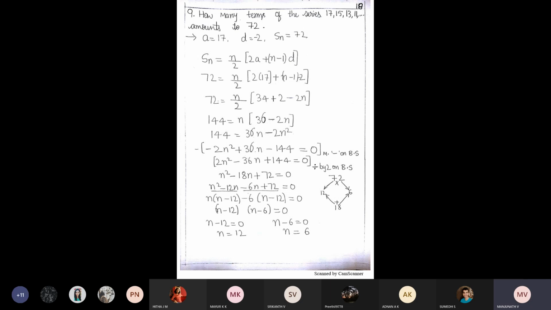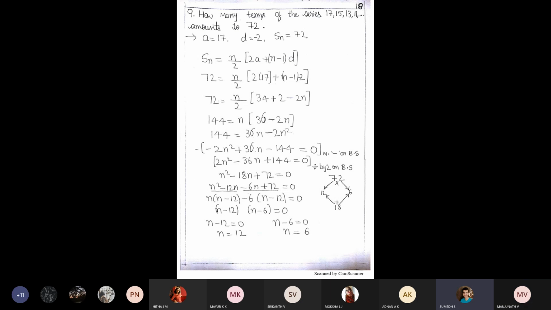Moksha is not attending the class today. Yeah, Moksha? You're there, right? Tell me whether you have followed up to this. Yes, sir. Followed n square minus 18n plus 72 is equal to 0. Till that you got it? Yeah, sir, I got it. Okay. Sumedh, continue.